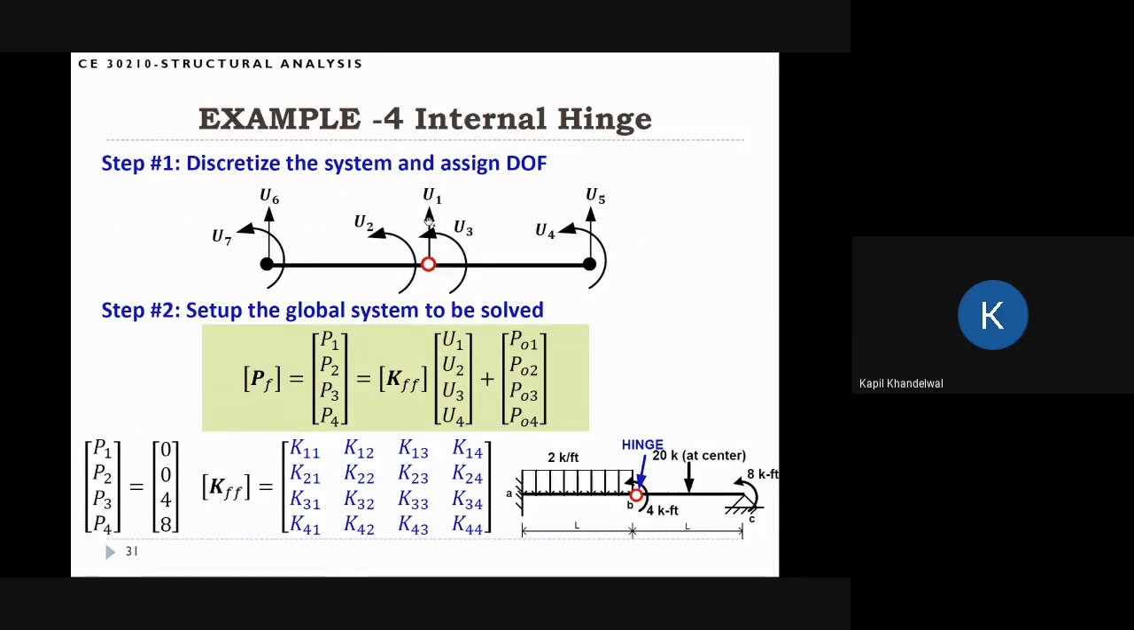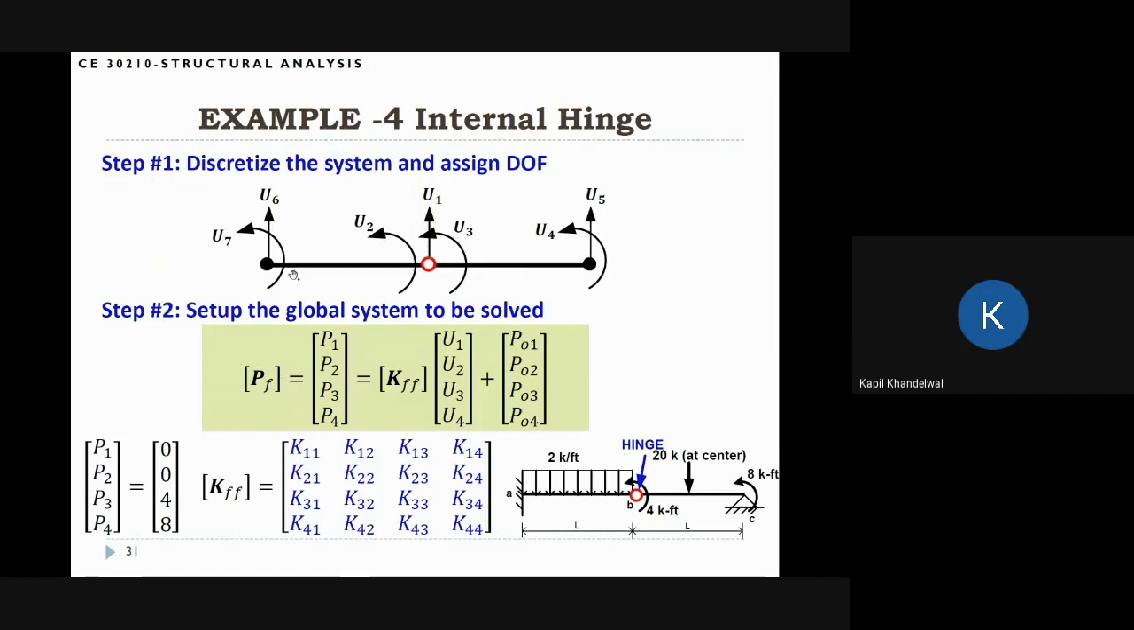And I'm also now putting all the free degrees of freedom first. So U1 is the vertical degree of freedom. This is the free degree of freedom. U2 is the rotational degree of freedom on the left side of the hinge. U3 is the rotational degree of freedom on the right side of the hinge. And U4 is the rotation at the C here. And then these are the 4 free degrees of freedom. And then you have U5, U6, U7. Okay. So in total, there are 7 degrees of freedom, but only 4 degrees of freedom are free. So U1, U2, U3, U4 are free.